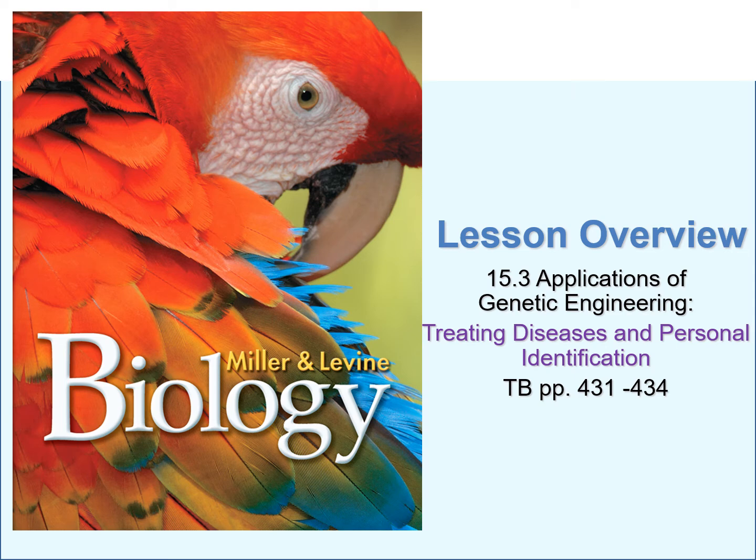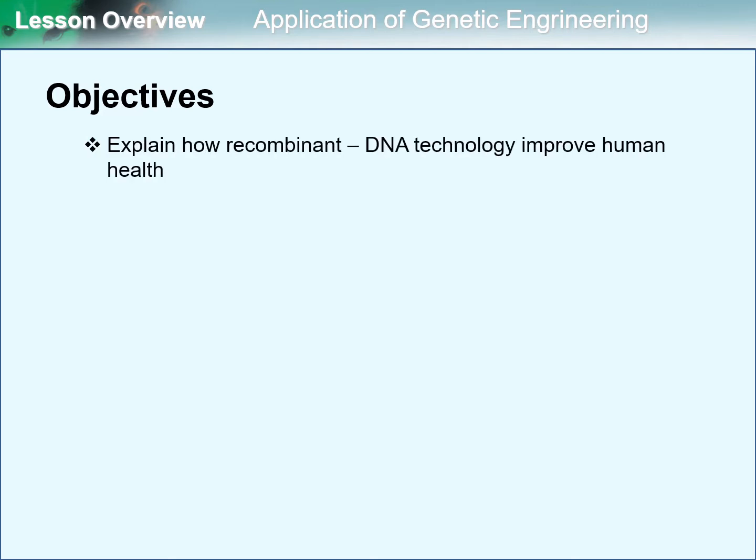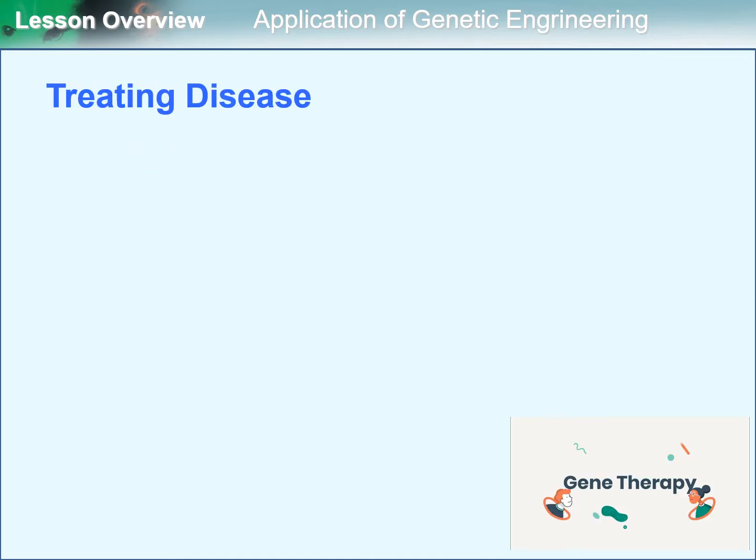Hello everyone. I am going to discuss Chapter 15, Lesson 3, the applications of genetic engineering, particularly on treating diseases and personal identification. This is found in your textbook pages 431 to 434. Our objectives: explain how recombinant DNA technology improves human health. We're also going to summarize the process of DNA fingerprinting and explain its uses.